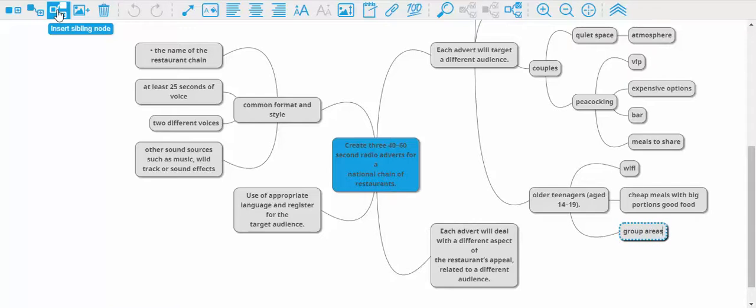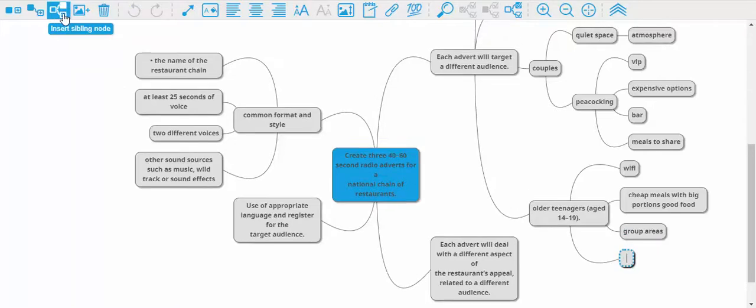Very unlikely, unless they fall into the couple category, that you're going to get many teenagers, just two of them, going to a restaurant. They're probably going to be going in groups, and they're going to want to have group areas where they can get that sort of experience of adulthood, really.